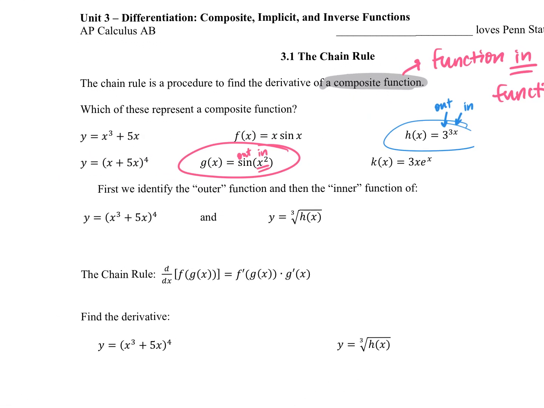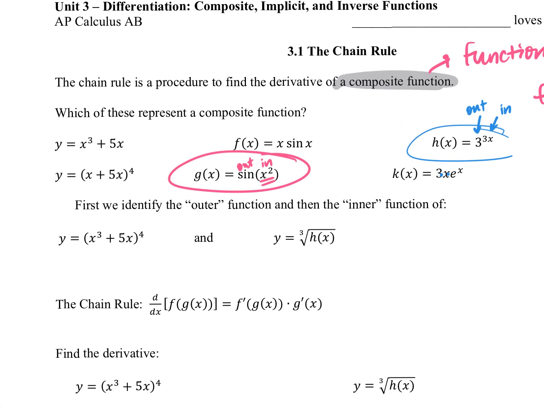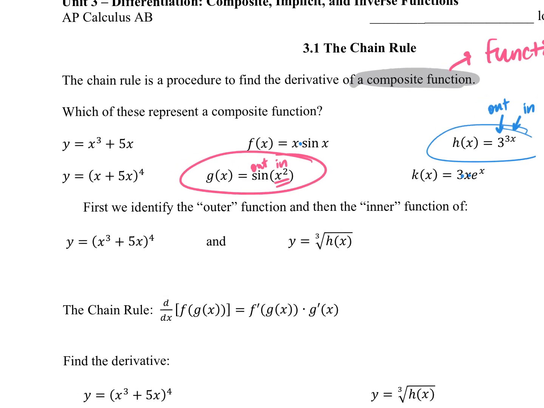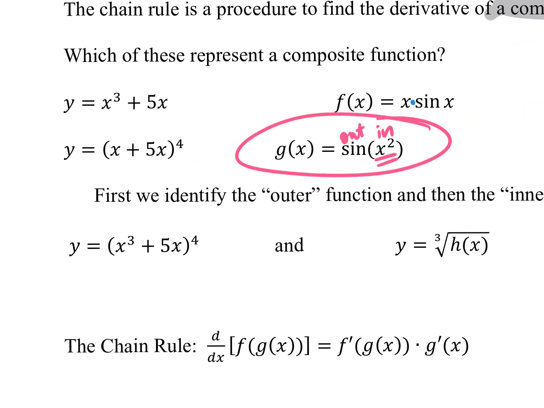There's one more. Is it f of x equals x, or the bottom right? So bottom right is 3x, 3 times x times e to the x. I believe it's f of x, no? This one again is x times the sine of x. What makes it a function in a function versus being multiplied? Yeah. Let me show you.